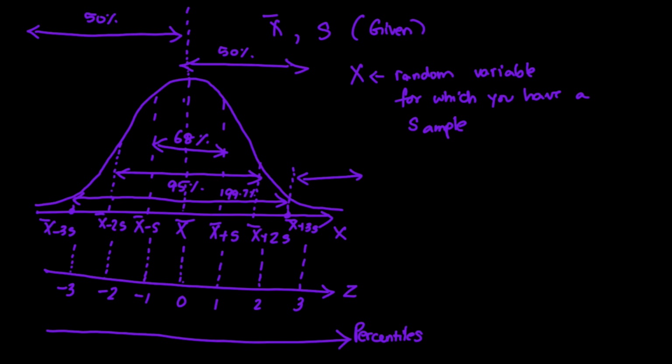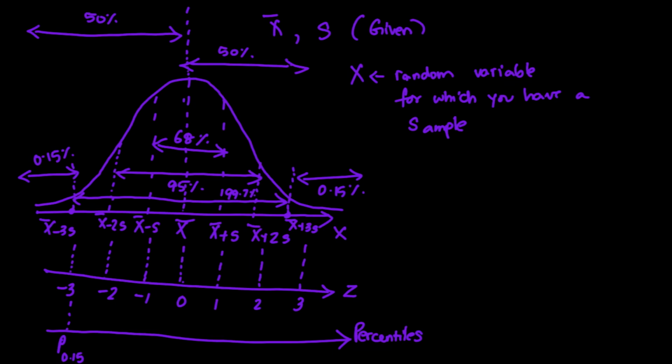So the chances of seeing any observation over x bar plus 3s would be 0.15%, and the chances of seeing any observation below x bar minus 3s would be 0.15%. So if 0.15% of the observations are seen below x bar minus 3s, then x bar minus 3s must be P0.15. It is the 0.15th percentile.